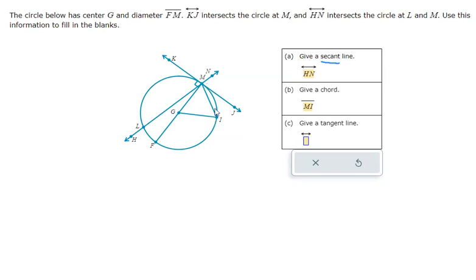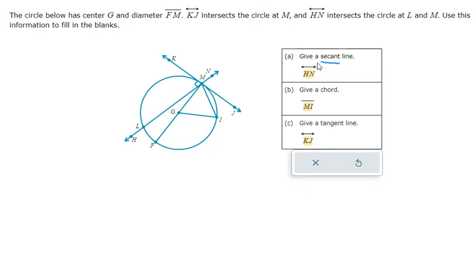And the tangent is the line that touches the circle at a single point. So this is the point of intersection between this KJ and the circle itself. That's why the tangent line, the line that touches the circle at only one point, is called a tangent line. So that was just the definition of some terms.